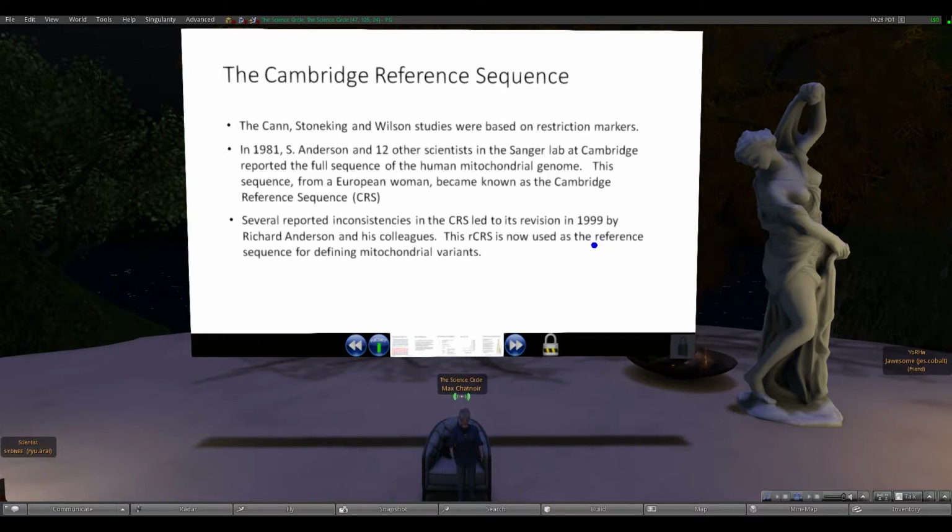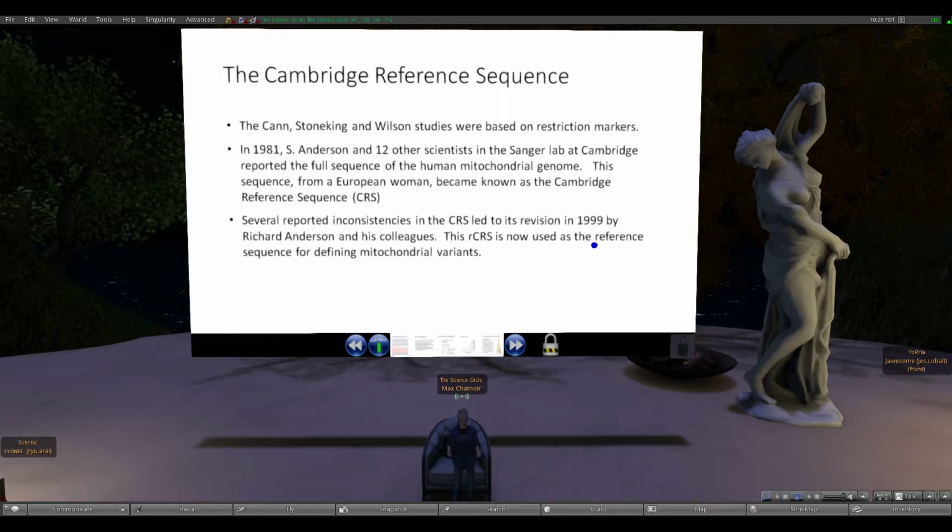There were some errors and some inconsistencies in that sequence, and those were later corrected and published by Richard Anderson as the revised Cambridge reference sequence, or the rCRS. But the rCRS is now the sequence that's used as a reference sequence for defining mitochondrial variants.